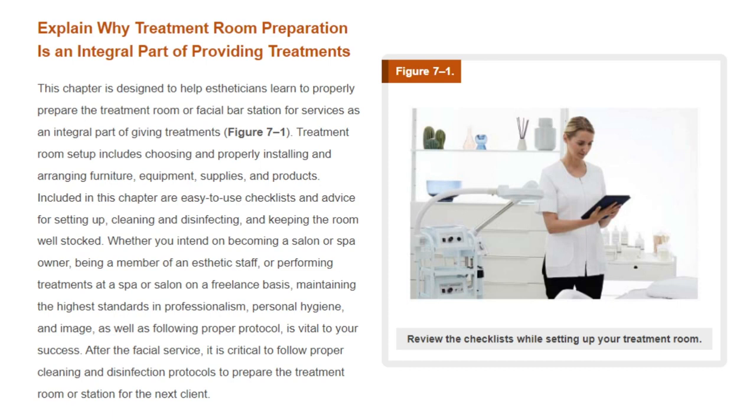This chapter is designed to help estheticians learn to properly prepare the treatment room or facial bar station for services as an integral part of giving treatments. Figure 7.1. Treatment room setup includes choosing and properly installing and arranging furniture, equipment, supplies, and products.